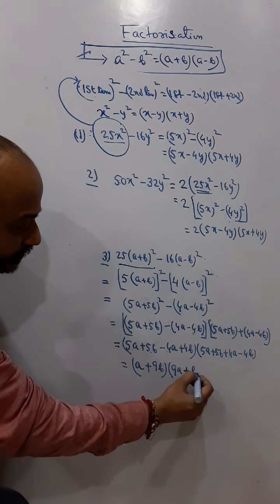Okay, so what I get, 5a minus 4a as a, 5b plus 4b as 9b, 5a plus 4a I get 9a, and 5b minus 4b I get plus b. So this is my answer. Understand?